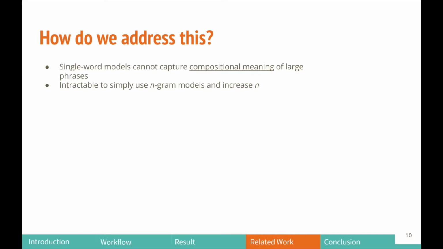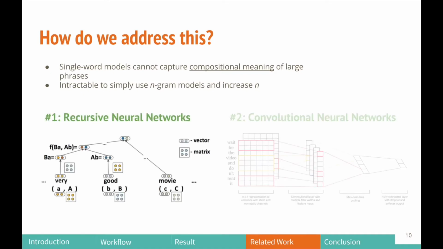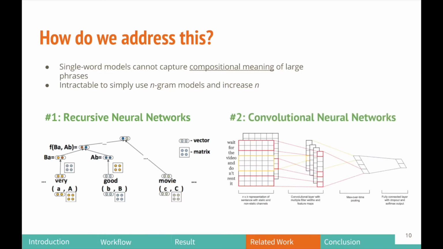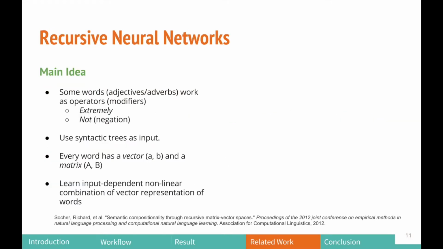So, here we present two improvements which can handle this drawback. One is recursive neural networks, another one is convolutional neural networks. So let's talk about recursive neural networks. In usual RNNs or sequential models, words or characters are processed in sequence to obtain a representation at the end of the sentence, which can be used for the sentiment detection task.